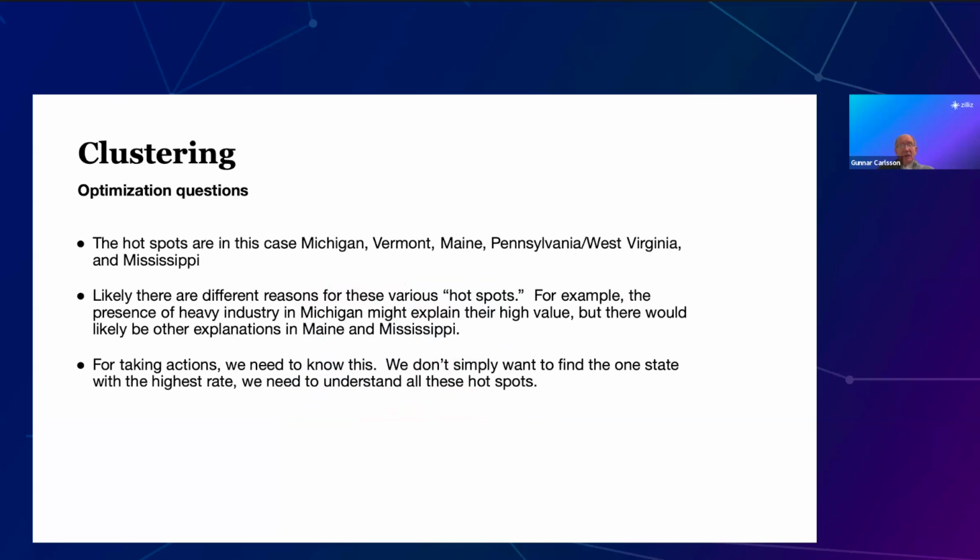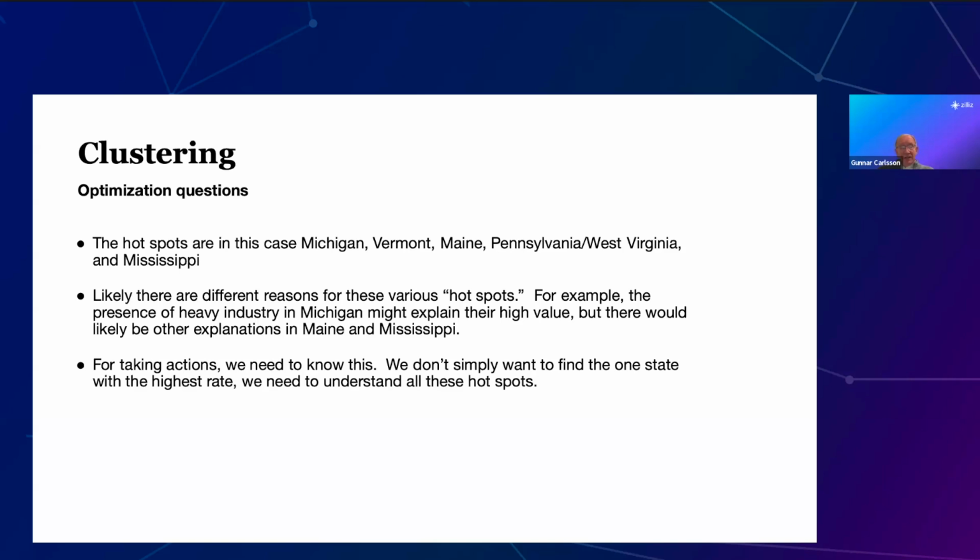So again, there are probably different reasons for these various hotspots. For example, presence of heavy industry in Michigan might explain their high value, but there could likely be other explanations in Maine and Mississippi. When we want to take actions, we need to know this kind of information. It's not enough to simply optimize and find the highest point. We really want to understand the different parts of our data set, which are where things are elevated or exceedingly low.